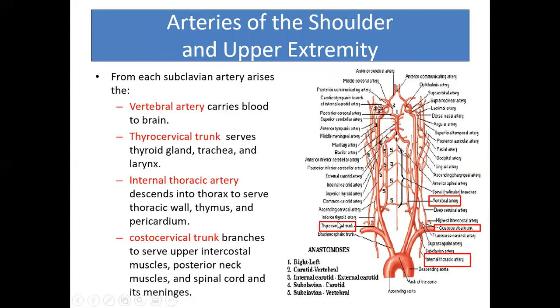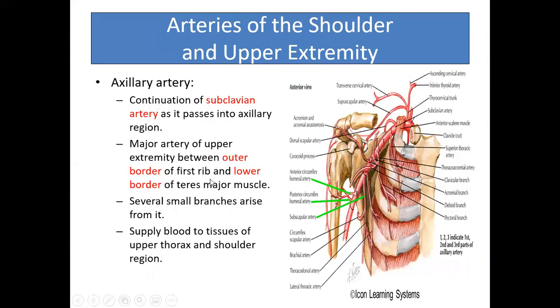And then we also have the internal thoracic artery. You see here, this is the internal thoracic artery. It goes down into the thoracic region to supply the thoracic wall, thymus, and also the pericardium. And we also have the costocervical trunk, which supplies the upper intercostal muscle, posterior neck muscle, spinal cord, and also the meninges.